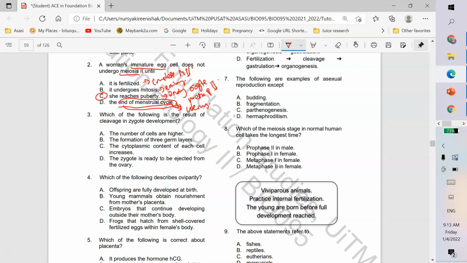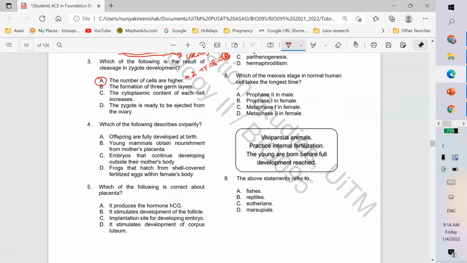Which of the following is the result of cleavage in zygote development? My answer is A. The number of cells are higher because the zygote undergo rapid cell cycles. Rapid cell cycle, okay, betul lah. So bila berlaku fertilization, it forms the zygote that undergo rapid cell division, daripada 2 cell and then 4 cell and then 8 cells again, until it forms a morula, a solid ball of cells sebelum dia bertukar jadi blastocyst.